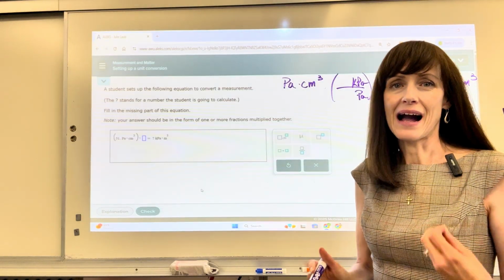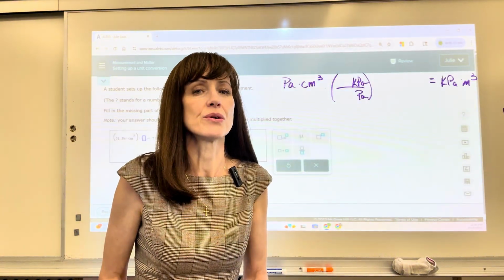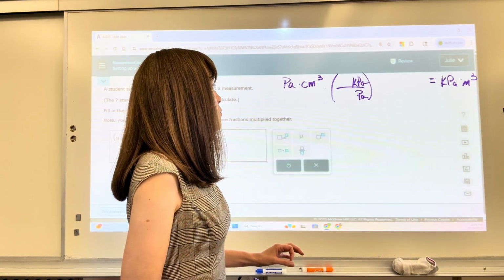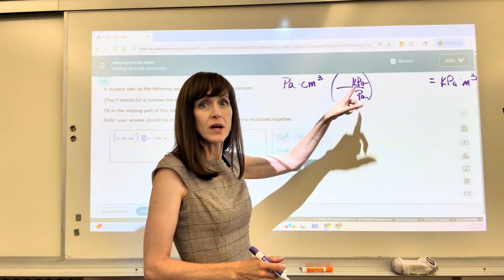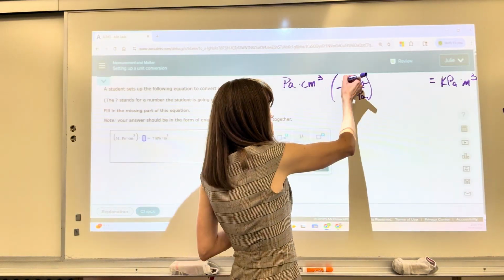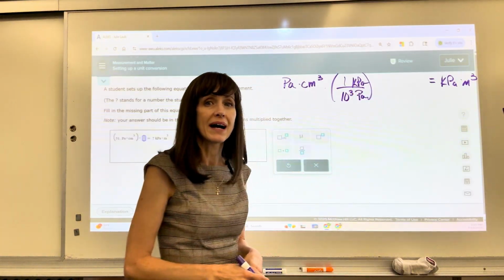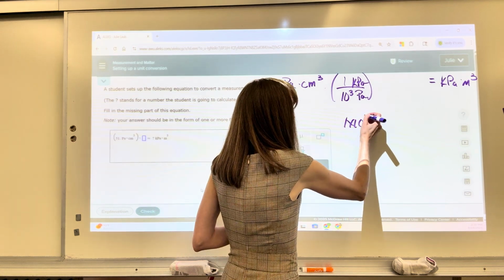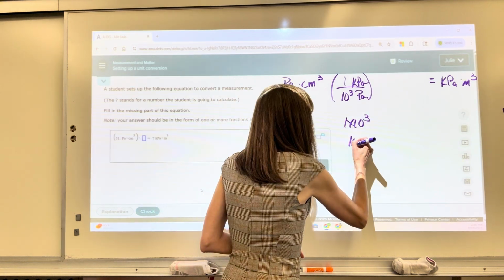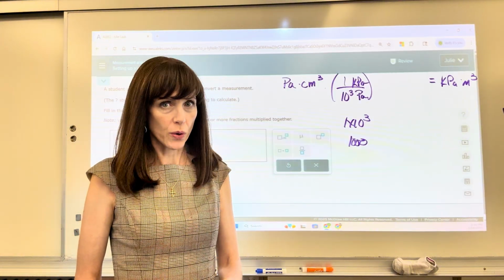Now I call this the ALEKS culture. There's a certain way that ALEKS wants you to put this into the computer. Whatever has the prefix, in this case the kilo, that always gets the 1. So 1 kilopascal contains 10 to the 3 pascals. Now this is really important. You cannot put 1 times 10 to the 3, and you cannot put 1,000. Those are all the same thing, but ALEKS isn't coded that way.